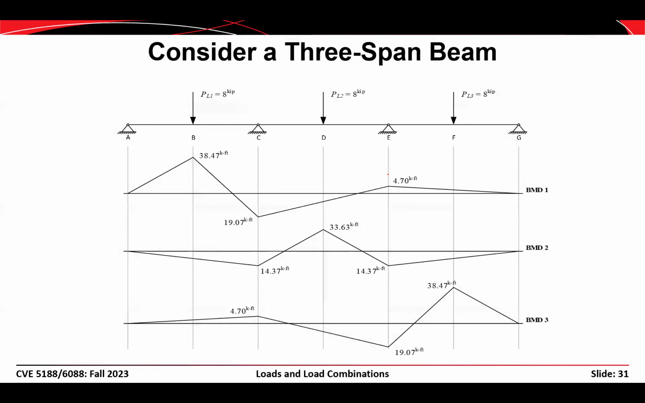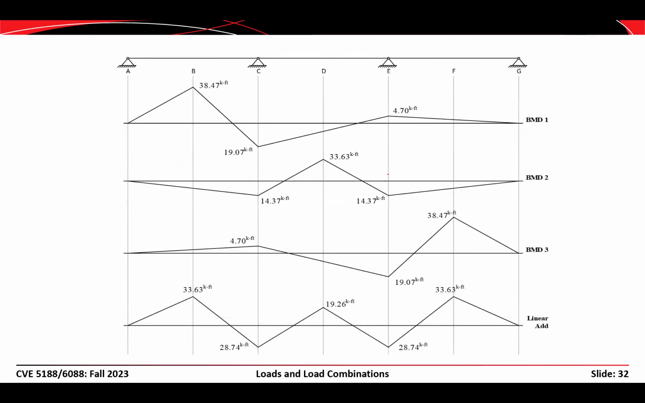If all we have are these bending moment diagrams like I showed you, then what's going to happen is that at any arbitrary point, we're basically going to factor the different load results, the analysis results, by the factor that we define, and then that gives us the resulting case. So if we look here, this is a bending moment diagram for the load in span one. This is a bending moment diagram for the load in span two. This is a bending moment diagram for the load in span three. So if we define our load combination as a linear add where we just take the results of analysis one plus the results of analysis two plus the results of analysis three, then we end up with this.